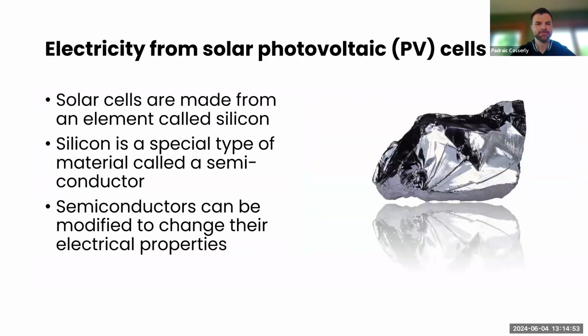Next slide, please. So just briefly, a little bit about the science of how solar cells work. Solar cells, which are the functional unit of a solar panel, are made from an element called silicon. Silicon is, I believe, a very abundant element here on Earth. And it's a special type of material called a semiconductor, which means that it has properties of both a conductor and an insulator, and it can be modified to harness some of its special properties.